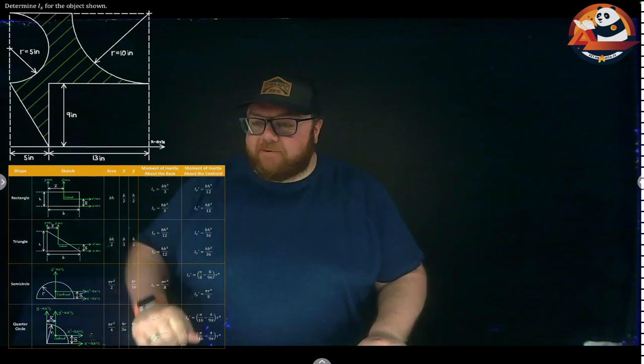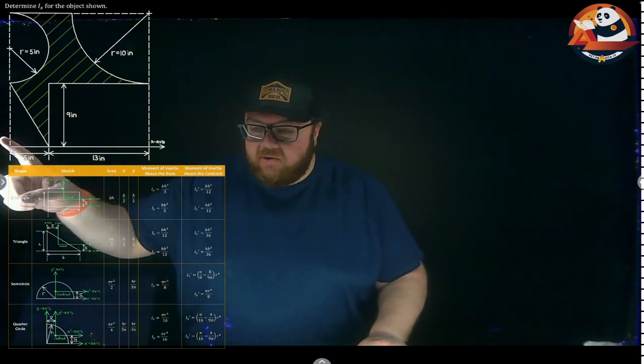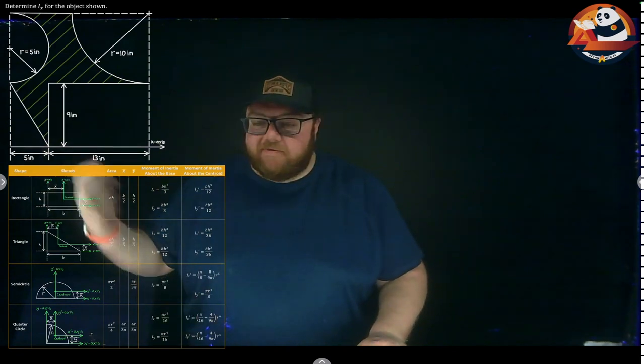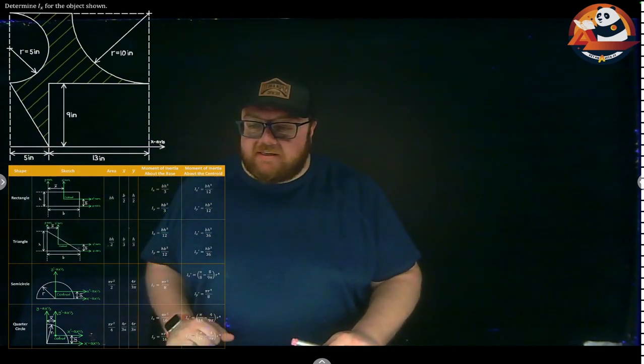Let's tackle an example problem. So we're just saying here, let's determine Ix for the object shown. We have our x-axis labeled, find the moment of inertia about that axis. Our first step is break it into pieces.